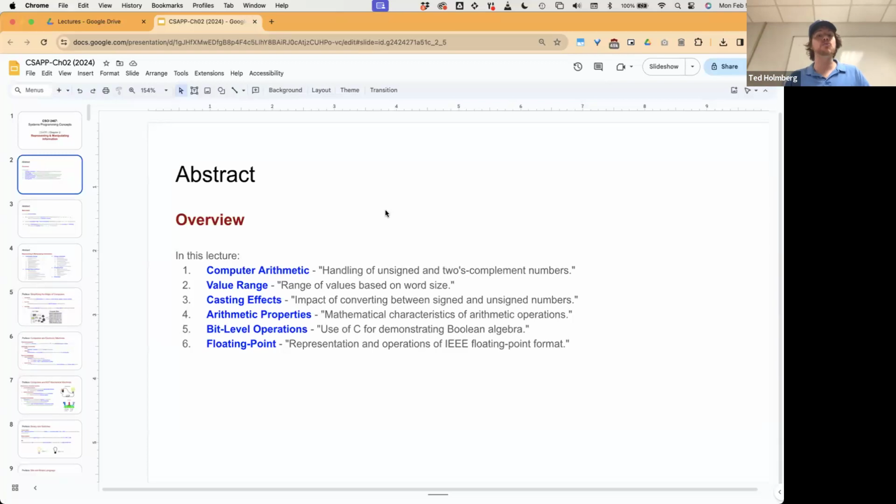Okay, what about value range? Did you go over the range of values based off the word size in assembly? Because that's something we do cover inside this chapter as well.